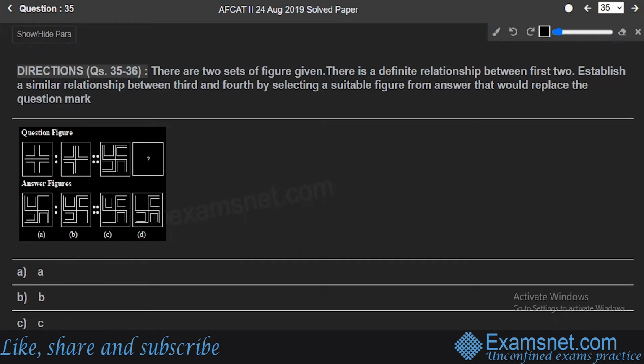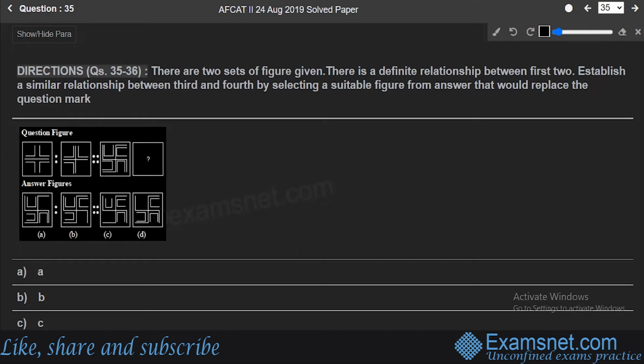Let's look at the figures very carefully, the first one and the second one. So this is the portion which seems to be missing in the second one. Correct. So what is the one which is missing over here? This portion seems to be missing. Correct. So that means in this question, what part is missing?